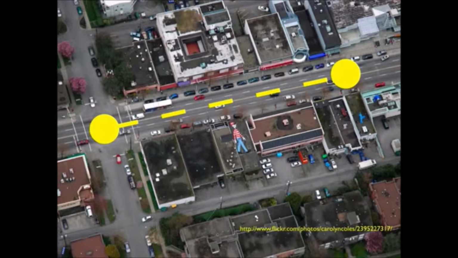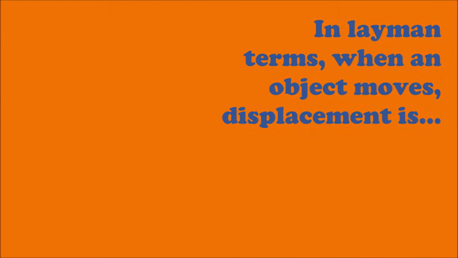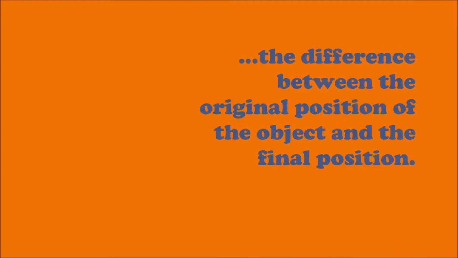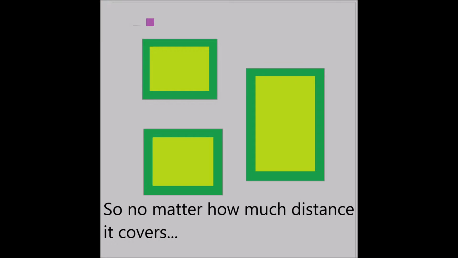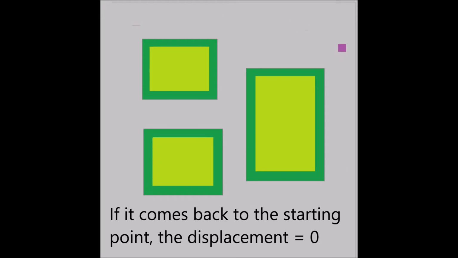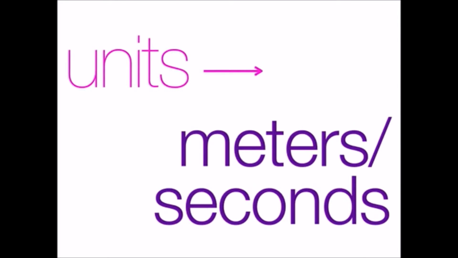This change in position, going from one location to the other, is distance. In layman terms, when an object moves, displacement is the difference between the original position of the object and the final position. So no matter how much distance an object covers, if it comes back to starting point, displacement equals 0.